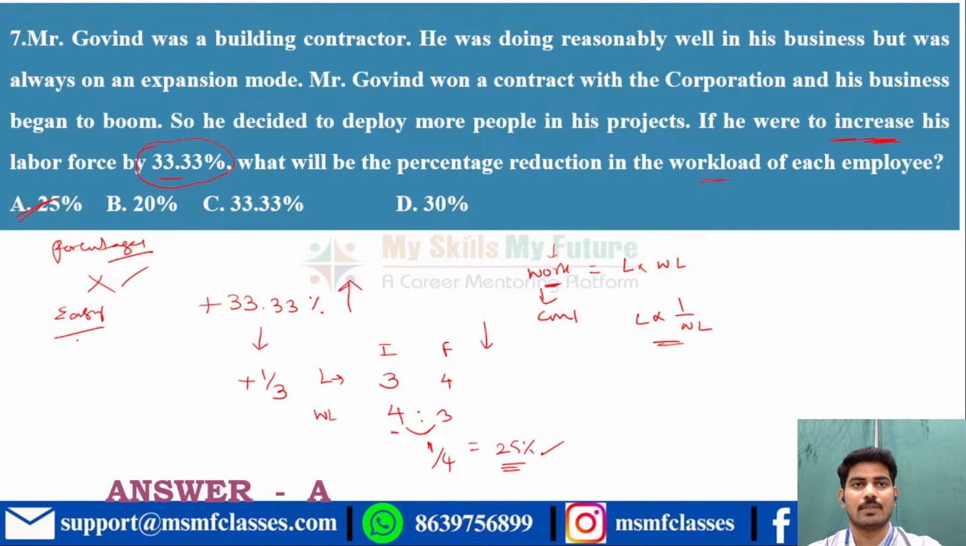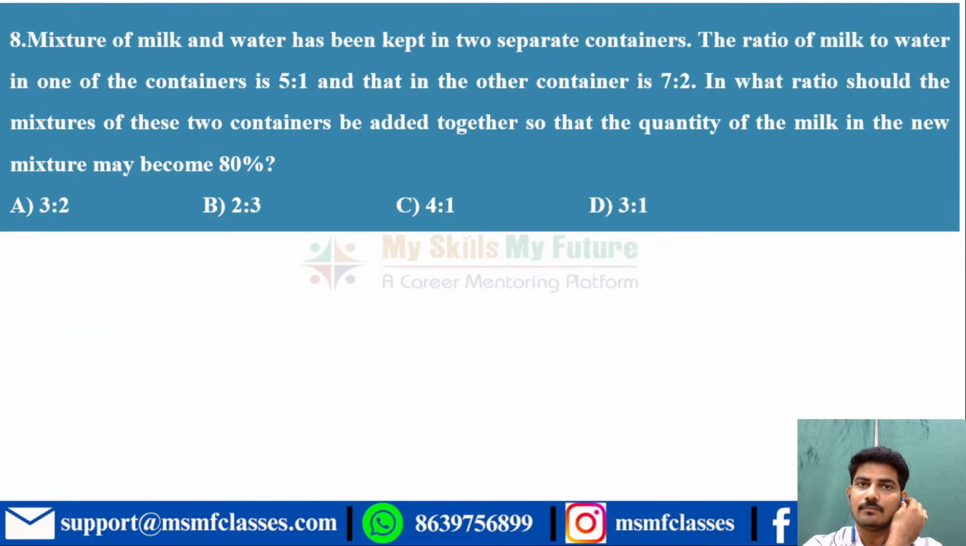Let's move to the next question here. Okay, this was the next question. This will be from the mixtures and alligation topic. What is given in the question is that a mixture of milk and water has been kept in two separate containers. The ratio of milk to water in one container is 5:1, and in the other container is 7:2. In what ratio should the mixtures of these containers be added together so that the quantity of milk in the new mixture becomes 80%?